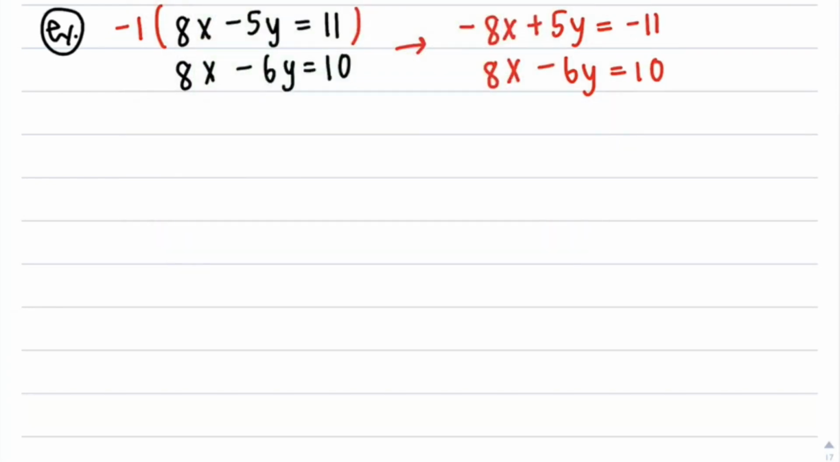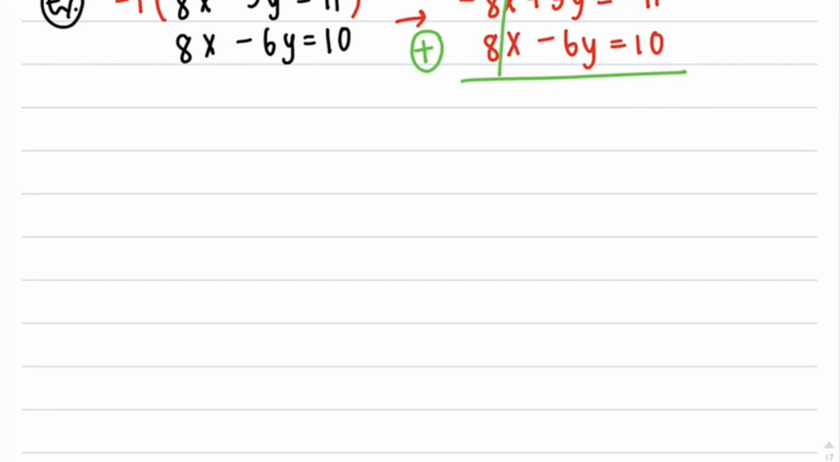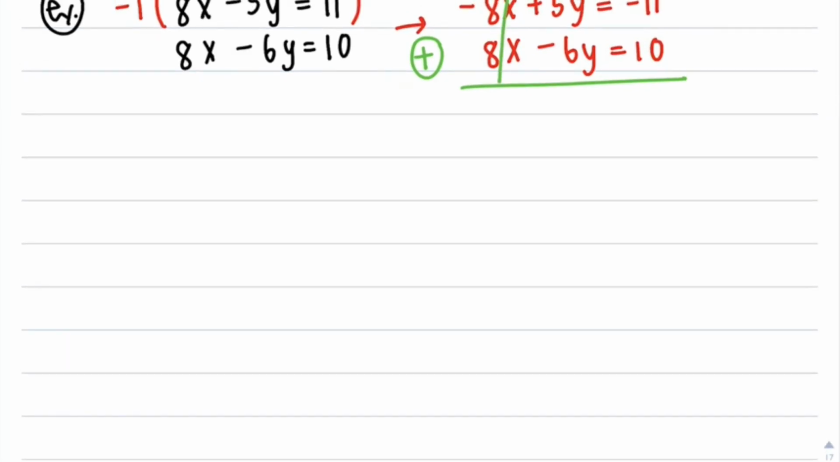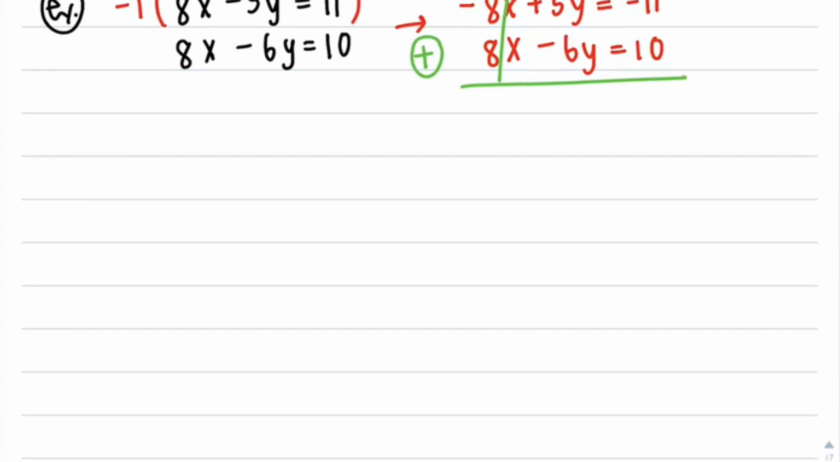And then again from here, remember it is a giant adding problem. All right, so now notice this negative 8x and positive 8x, they're opposite, so those cancel each other out. All right, combine your terms. I have 5y plus negative 6y.